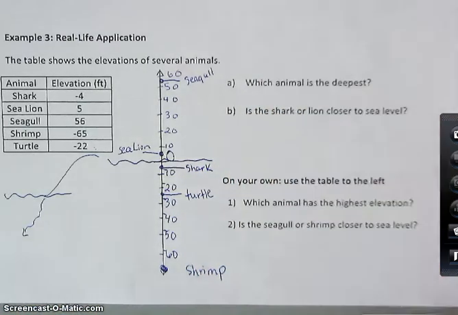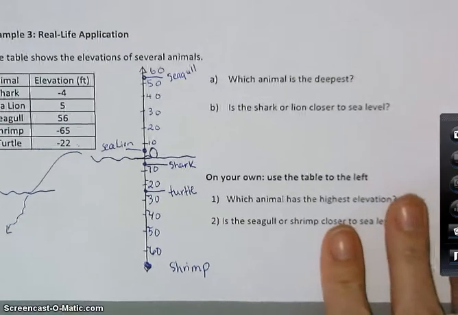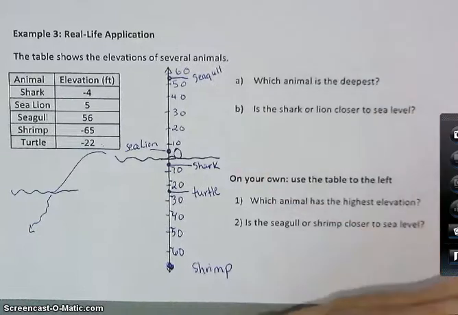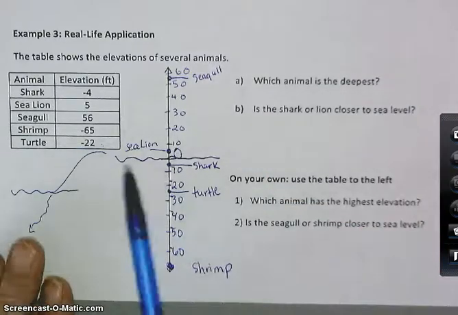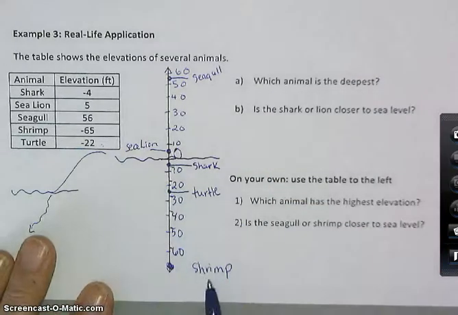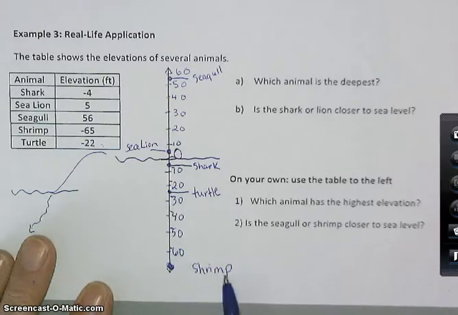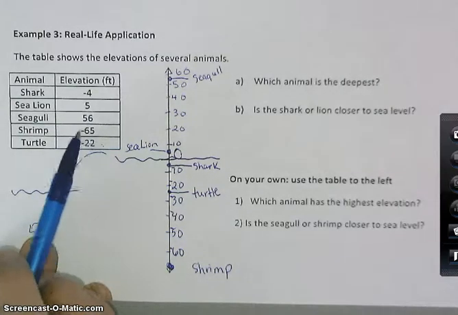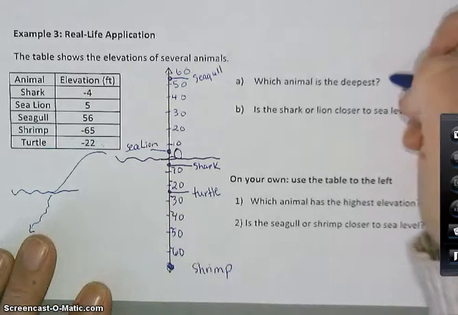And a lot of you can probably visualize this without writing the number line, but let's just do this anyways. So it says, which animal is the deepest? Well, looking at this picture, I can easily see that if this is the water, my shrimp is the deepest because he's way down here underwater. Which corresponds, because this is the biggest negative number, which means that's the smallest number. So the deepest animal is my shrimp.